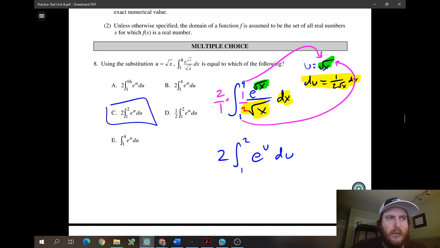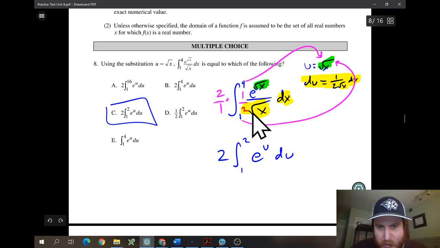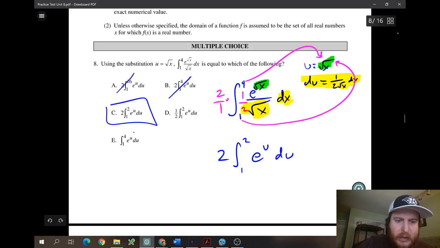The hard part on this one is that 2 over 1 business, right? Because we're multiplying by 2 in the denominator, so that's a 1/2. That's the tricky part about that. And make sure you change your endpoints. You can always cancel out the wrong endpoint ones. So on this one, it's really easy to just cancel out B, A, and E because those didn't change our endpoints correctly, right? Just plug your endpoints in there.